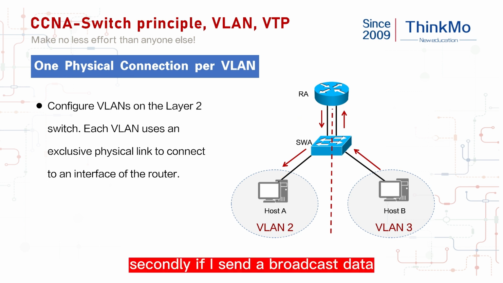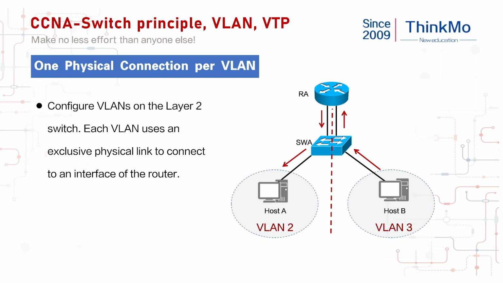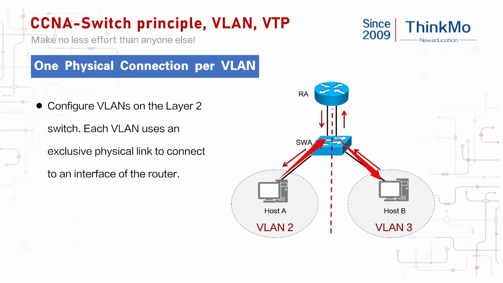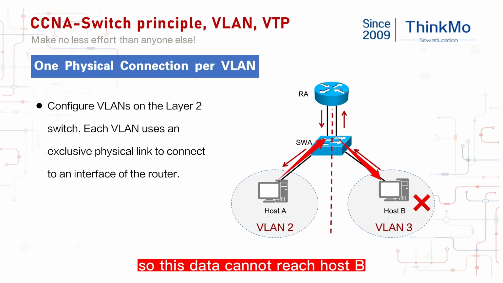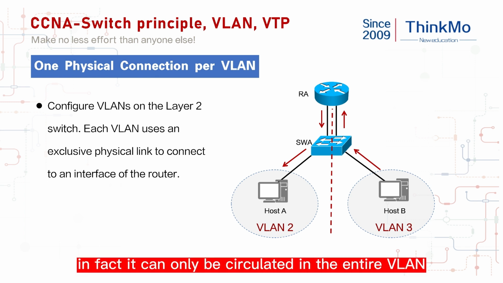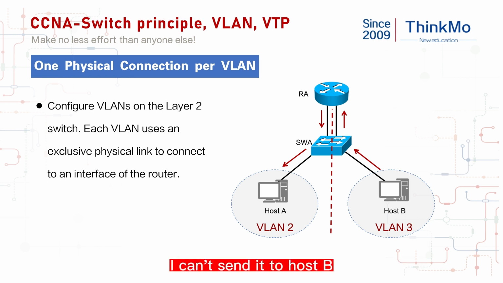Secondly, if I send broadcast data, it gets marked with VLAN tag 2 here. Then it has no way to be sent out from VLAN tag 3. So this data cannot reach host B. If I send data in the future, if it is broadcast data, it can only circulate within the entire VLAN. I can't send it to host B, because it is isolated by VLAN.